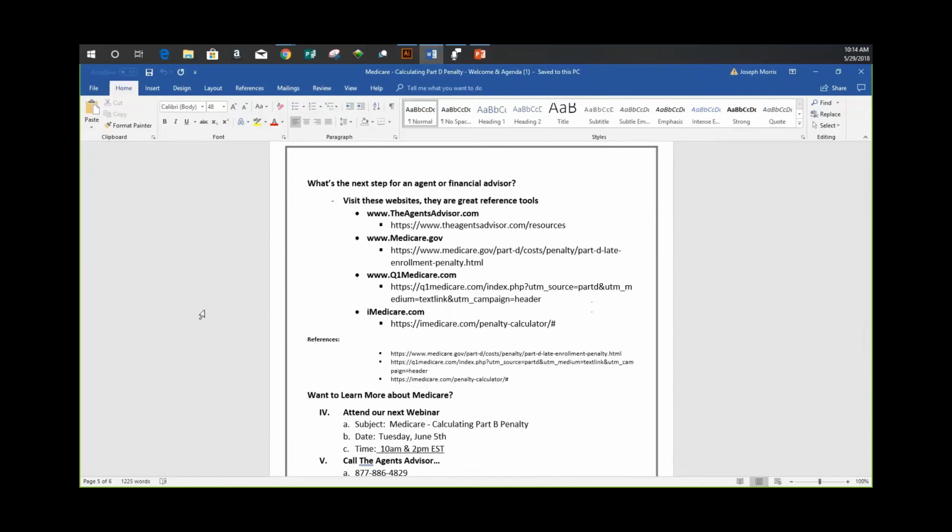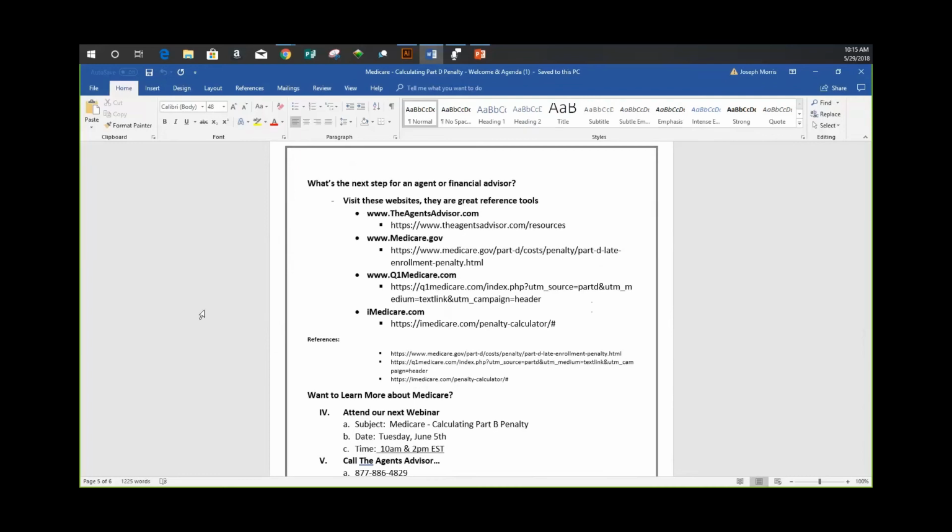Also go to Medicare.gov. Under Medicare.gov in their search, if you put in Part D late enrollment penalty, there's a great explanation of that. I also like using Q1Medicare.com. That's a great tool, a great site for you to bookmark all things Medicare, particularly Part Ds. You can find the best plans by market. You can calculate premiums by prescription drugs, but you can also look at the plan availability by zip code in your state.